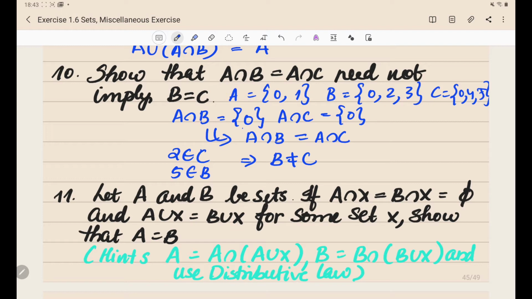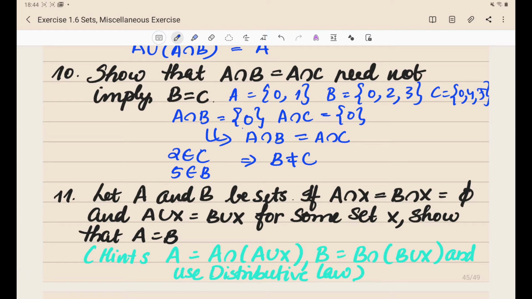I hope it's clear. It's very easy. You can just take some random examples and prove the problems. I've taken A as {0, 1}, B as {0, 2, 3} and C as {0, 4, 5}. Then A intersection B and A intersection C both have the common element 0. You can see that in set B, 5 is not included, so B is not equal to C. Again, in set C, 2 is not included, which is there in set B, and hence B is not equal to C.